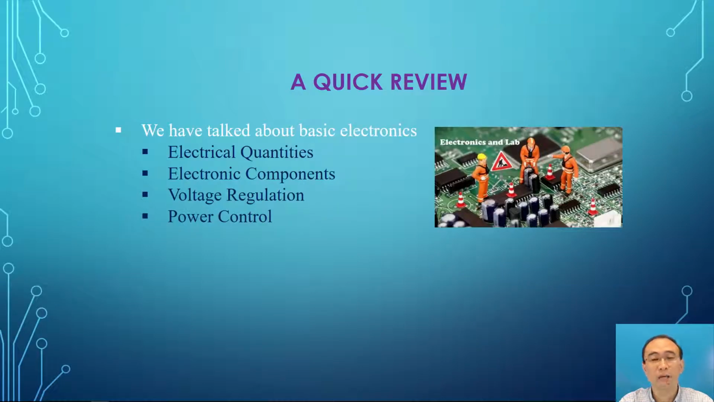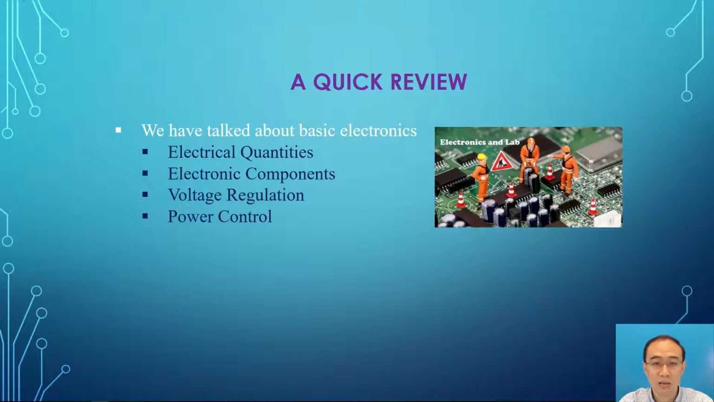By far, we have talked about basic electronics, where we introduced electrical quantities, electronic components, and voltage regulation, which is how to use a regulator circuit to provide a stable voltage for a circuit. We also talked about power control, where we introduced pulse width modulated signals to control the power for electrical devices.